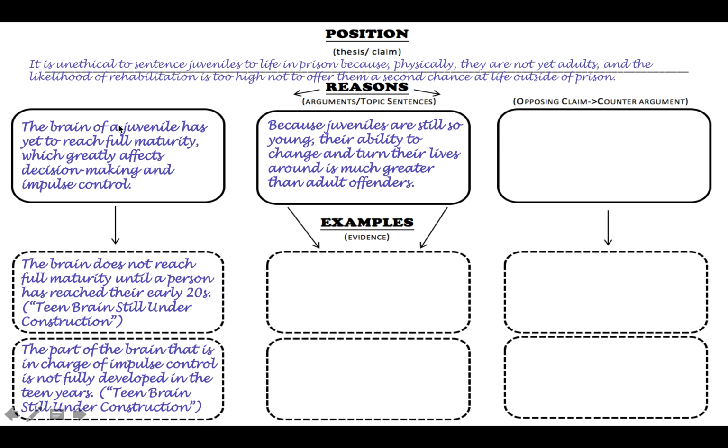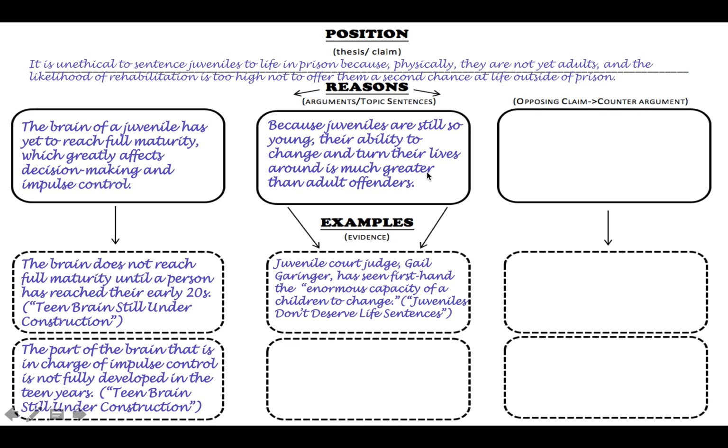Now, for my second point, juveniles are so young, their ability to change and turn their lives around is much greater than adults. We could take a piece of evidence from an article already mentioned. Again, I'm not quoting a whole chunk of quote, but I did take this particular piece out. She says, juvenile court judge Gail Geringer has seen firsthand the, quote, enormous capacity of children to change. And so this would be a great piece of evidence to prove this point.